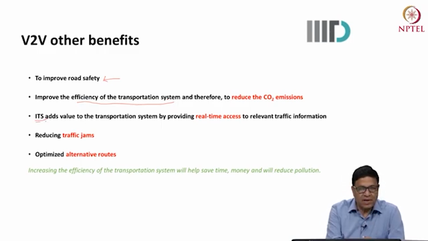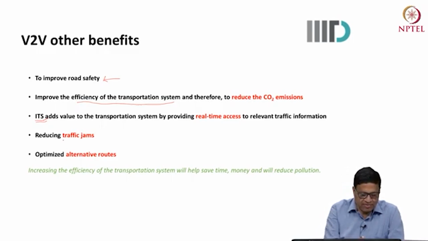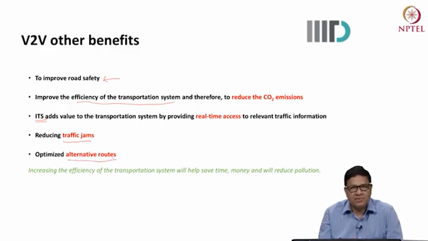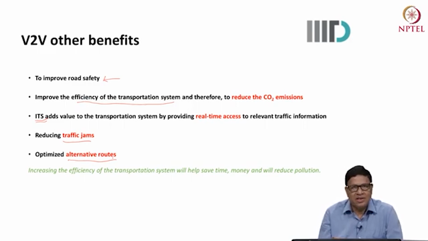Intelligent Transport System, ITS, gives real-time access to the relevant traffic information, which actually helps in reducing traffic jams. You can find some alternative routes. So these are some of the advantages of vehicle to vehicle communications. If all vehicles communicate with each other, or at least the vehicles in the vicinity of a particular vehicle, it will result in some of these benefits which I have just discussed.